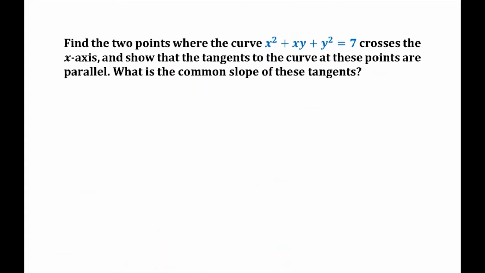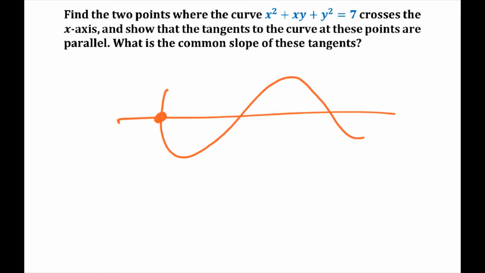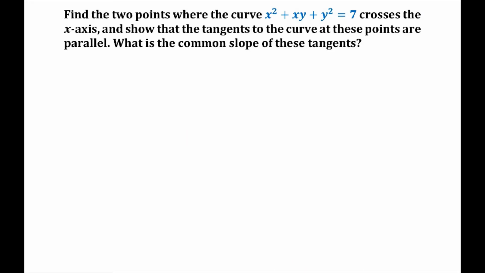Okay, in this question, find the two points where the curve crosses the x-axis and show that the tangents to the curve at these points are parallel. So it's like I'm drawing a curve and I have, let's say, this and this. These are x-intercepts in which the curve intersects with the x-axis. And then if you draw a tangent line here and there, you will get parallel lines. That's what they want you to find. So let's start by finding the x-intercepts.